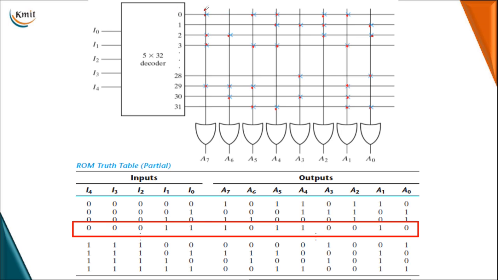Now just see here, wherever I wanted to store a 1, there is an intact connection. The 0 is a blown fuse, so there is no connection at the intersection of the horizontal line, which is a memory word, and the vertical line, which gives the data input to the OR gate. Hence here A7 is 1, so we have given a cross mark, where A6 is 0, hence no symbol is there. A5 is 1, A4 is 1, A3 is 0, A2 is 1, A1 is 1, and A0 is 0.